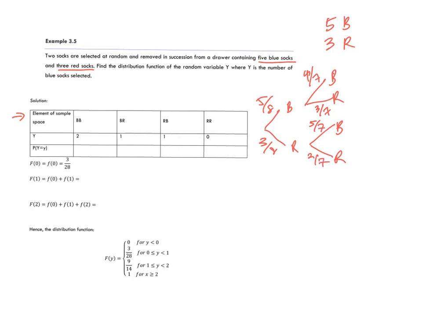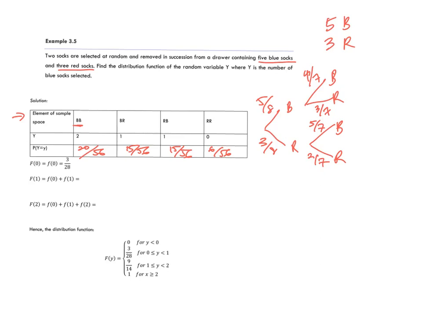So the elements of the sample space: the first one, if you get 2 blue, is 5 over 8 times 4 over 7, so the value is 20 over 56. The next one, if you get blue and then red, the value is 15 over 56. And then RB, 15 over 56. And then 2 red socks, you get 6 over 56.